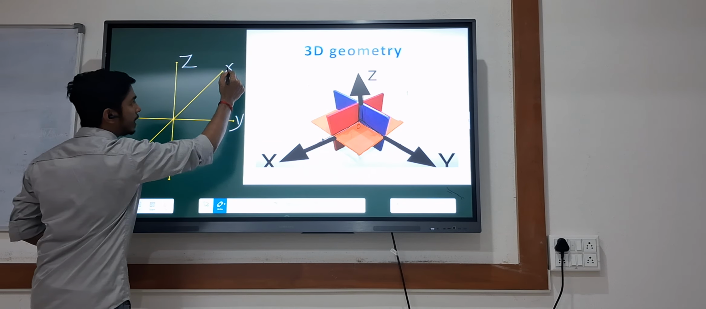What are the three planes? This bottom one is the xy plane.